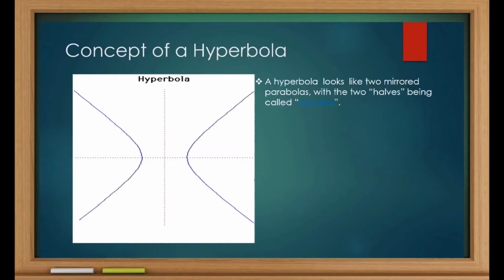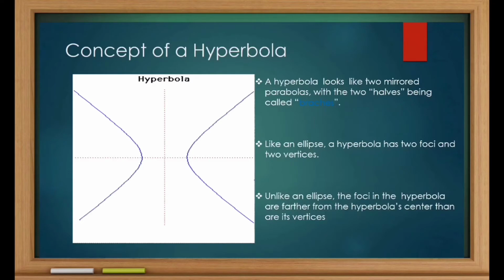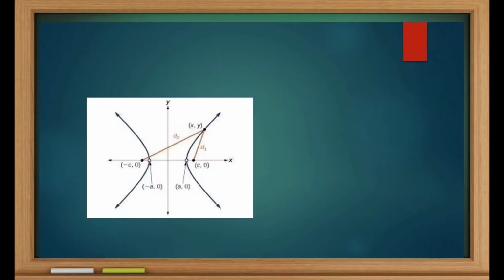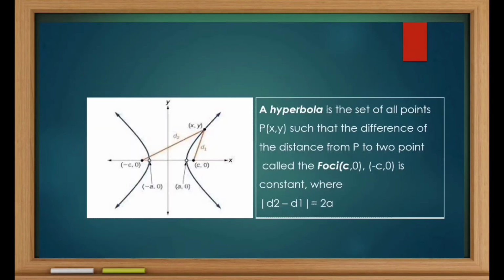Concept of a hyperbola. A hyperbola looks like two mirrored parabolas with two halves being called branches. Like an ellipse, a hyperbola has two foci and two vertices. And like an ellipse, the foci in the hyperbola are farther from the hyperbola center than its vertices. A hyperbola is a set of all points P(x, y) such that the difference of the distances from P to two points, called foci, is constant, where the absolute value of distance 2 minus distance 1 equals 2a.